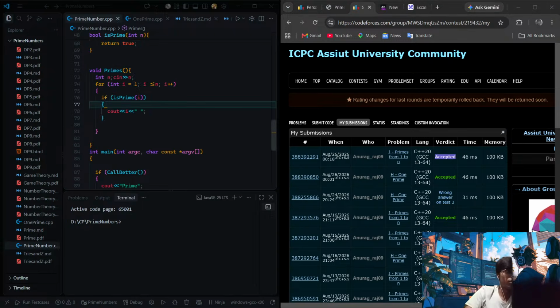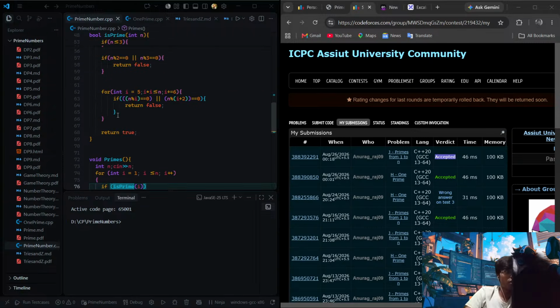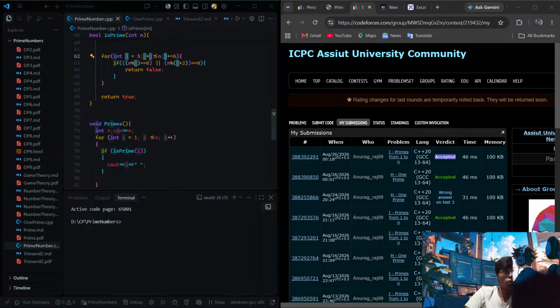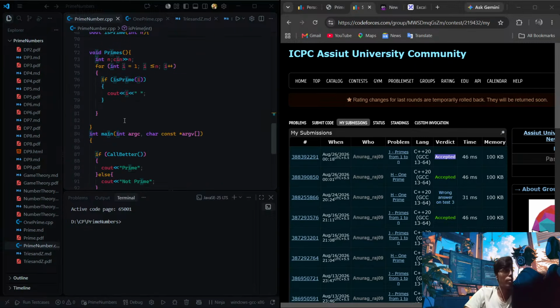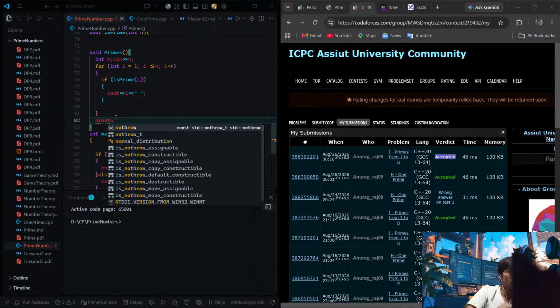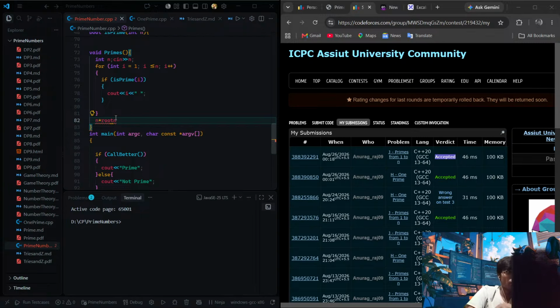No, because this loop will run n times. And this is a function, but in this function the loop will run root n times. So the total time complexity of this code will be n into root n. So basically, this is the complexity. So will we optimize it or not?